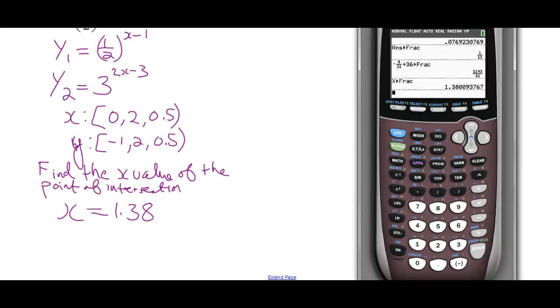Oh, I see. They went 2x minus 1 on the key. It's really a 2x minus 3. So if I put 1.38, then (1/2) to the 1.38 minus 1 and 3 to the power of 2 times 1.38 minus 3, are they going to come out exactly equal?